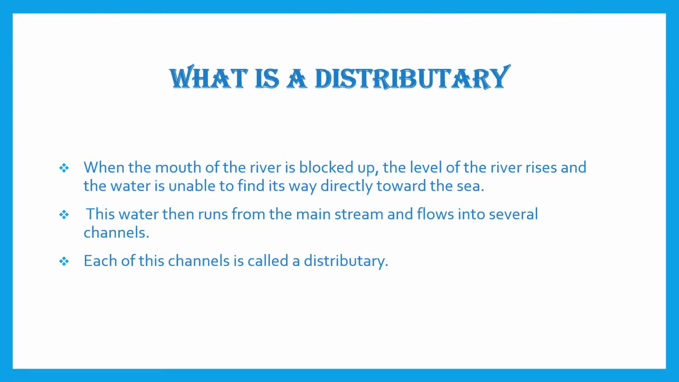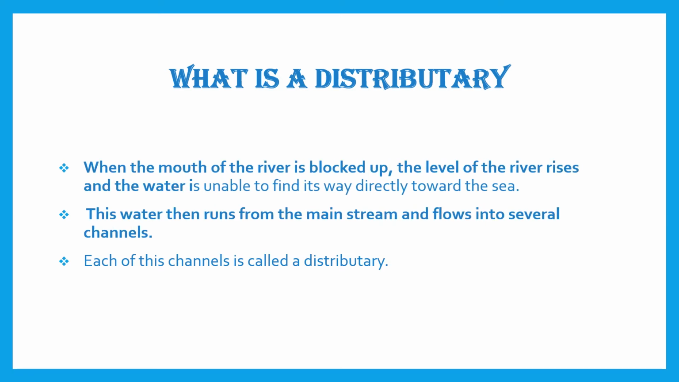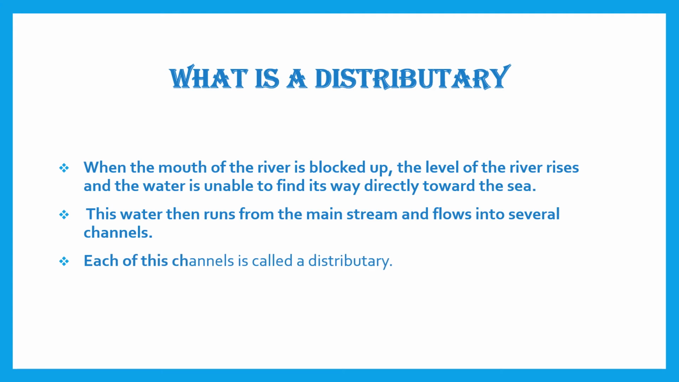Now, what is a distributary? When the mouth of the river is blocked up, the level of the river rises and the water is unable to find its way directly towards the sea. This water then runs from the main stream and flows into several channels. Each of these channels is called a distributary.